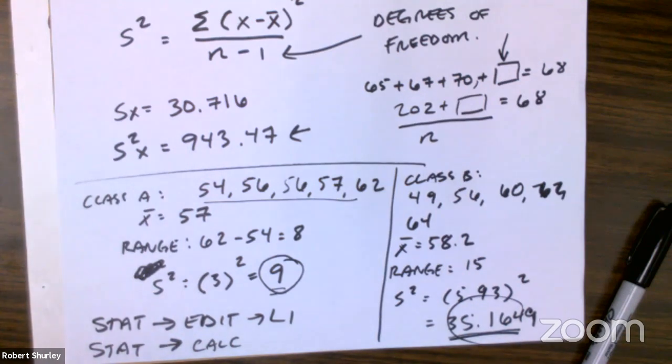And then hit second stat. Second stat. And then go over to L2. And then hit enter. Did it bring it up? Yeah. And then hit enter again. Make sure you get the same numbers that I got.